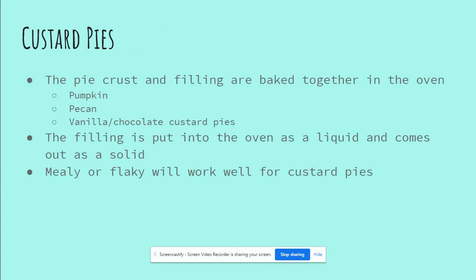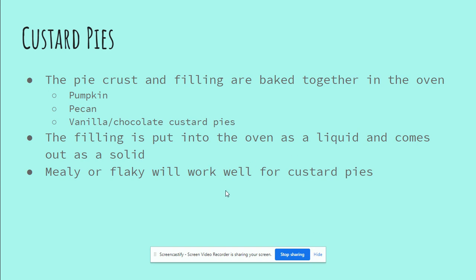So custard pies are when your pie crust and your filling are baked together in the oven. So the filling starts out as a liquid, but as it bakes, it becomes a solid. Examples of that are pumpkin, pecan, and then vanilla or chocolate custard pies.